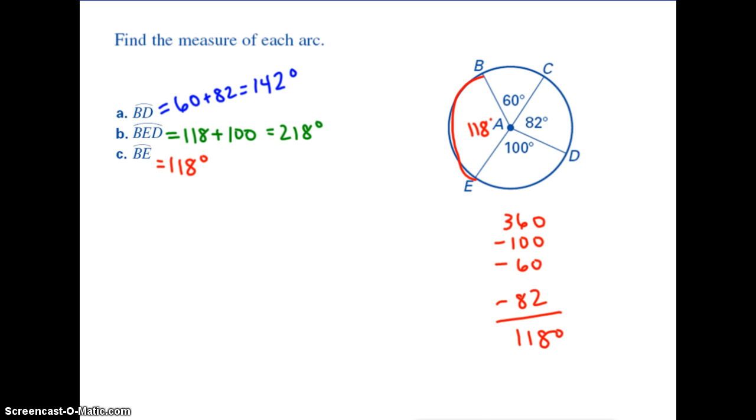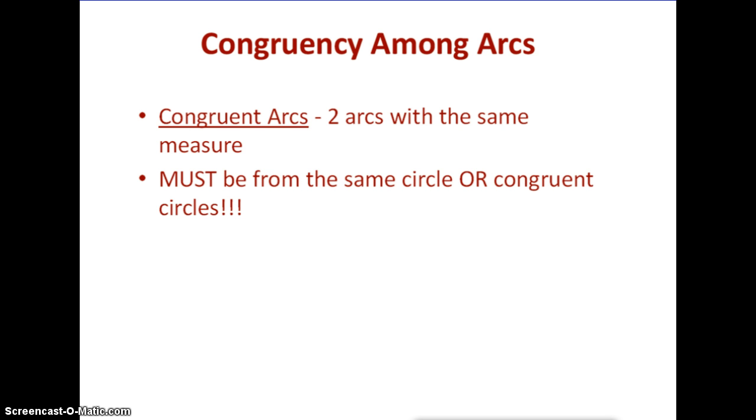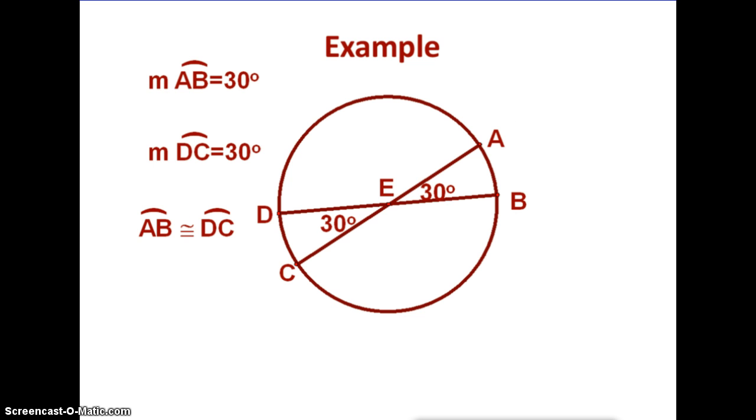Alright, so next thing that we're going to talk about is actually congruent arcs. Congruent arcs are just like congruent angles. Two congruent angles have the same measure, so two congruent arcs have the same measure. Now, congruent arcs must either be made from the same circle or a circle that is congruent, meaning that it has the same radius. So taking a look here, I have two vertical angles here and here that are both 30 degrees. Therefore, the arcs they make, AB and DC, must both be 30 degrees.